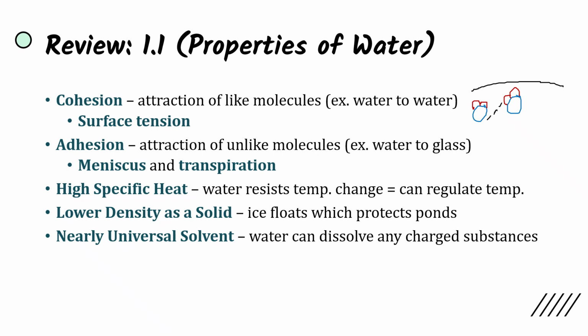Now, adhesion is the attraction of unlike molecules, water, for example, water to glass. So if we have a beaker here, a glass beaker, and we're just going to fill it up with water, it's going to make a sort of curve like this. Because it's attracted to the glass here, it's going to creep up the edges of the beaker. And this also causes transpiration. So transpiration is evaporation from a tree.